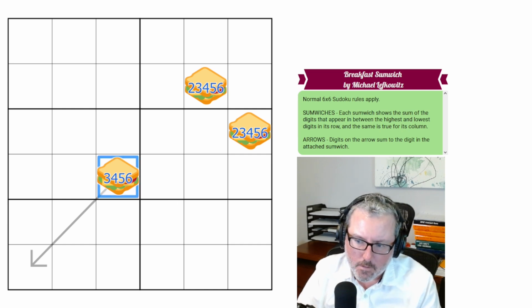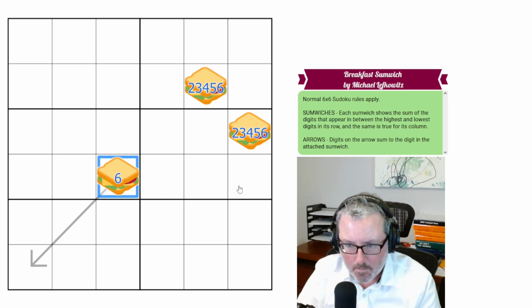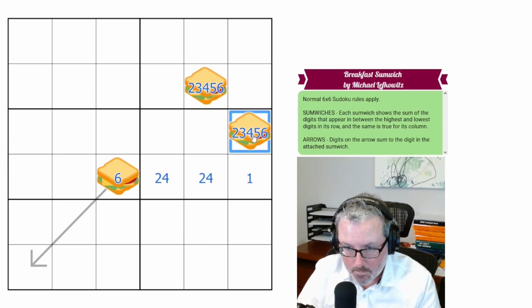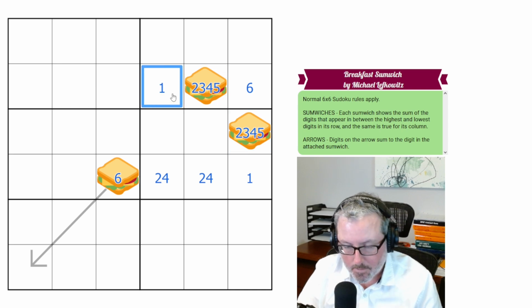Now, what if this was a 6? This would force this to be a 1, and this to be the 2, 4. Now, if this is the 1, this can no longer be that 6, so the 6 would have to go up. And that would take out 6s for everything and force that to be a 1.